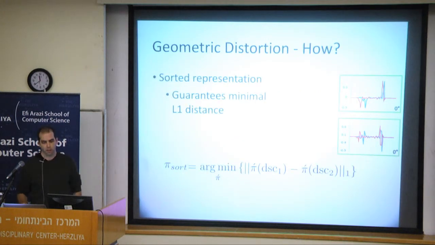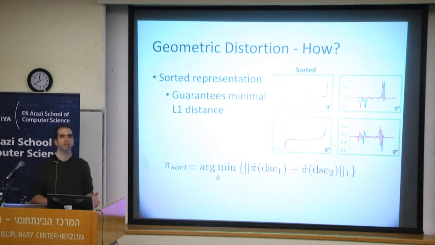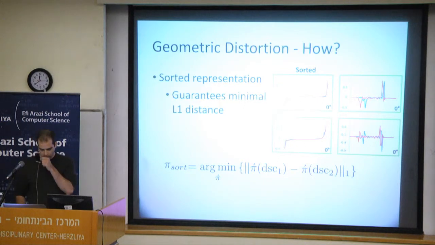So coming back to our example, given the first and second derivative of a certain orientation, all we do is just sort their values. And now you can see that the generated red and blue curves look highly similar. Therefore, this shows us that we have overcome the geometric distortion problem.